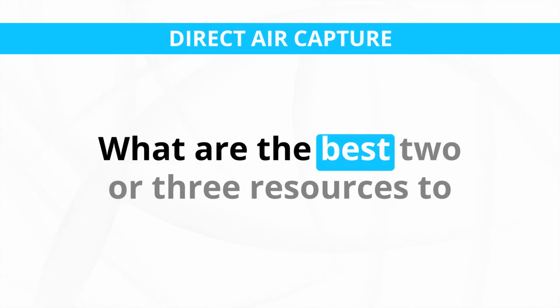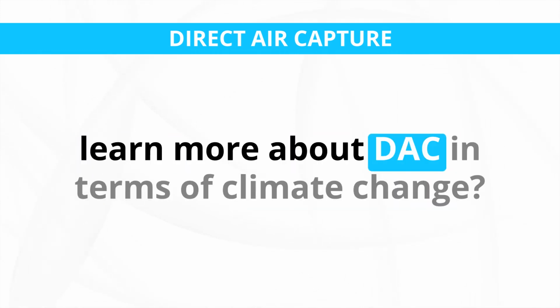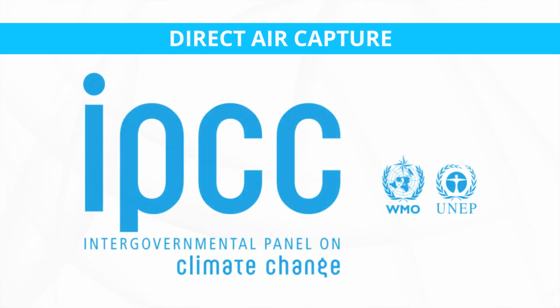What are the best 2 or 3 resources to learn more about DAC in terms of climate change? So I think if you want to get a really good understanding of direct air capture and how it kind of fits into the whole puzzle of climate change, the IPCC published a special report on 1.5 degrees Celsius. So 1.5 is this really significant number for the IPCC and within climate change. It's a target that the IPCC has put out as the upper limit of warming that our world can do by emitting CO2 without a lot of really strong and bad effects.